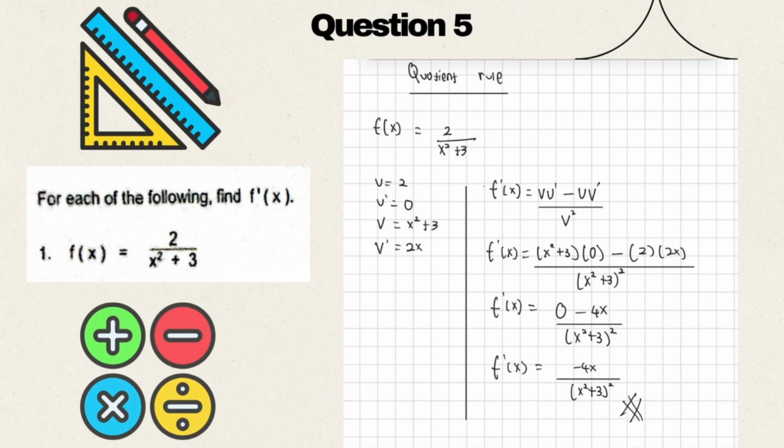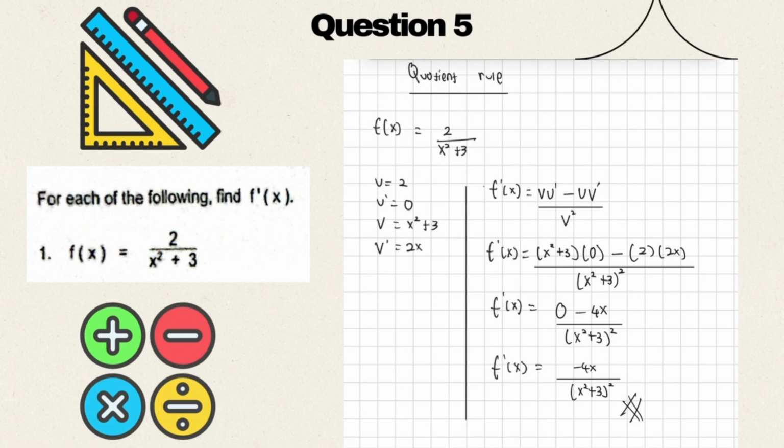Okay, now let's plug these pieces carefully into the formula. Substituting our values gives us x squared plus 3 times 0 minus 2 times 2x, over x squared plus 3 squared. Now this gives us our final simplified result: f prime x equal to negative 4x over x squared plus 3 squared, and that is our completed derivative.